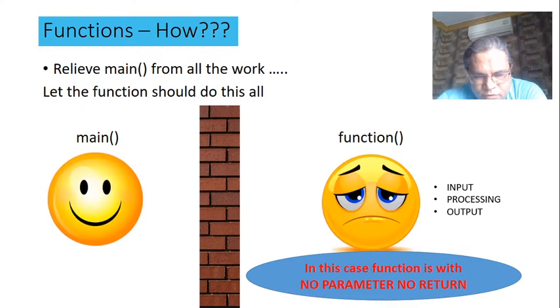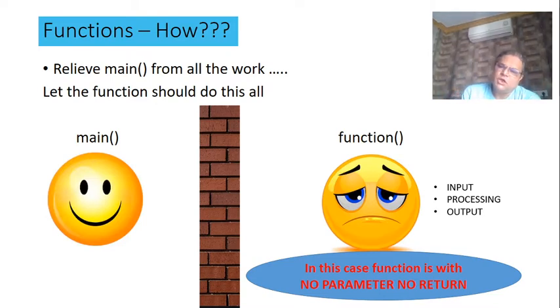Let us go back to our presentation and we will continue with a few more slides and see a few more programs also. I hope now you have understood what this means, that the main is not doing anything but the function is doing all three operations: input, processing and output. So this is called a function with no parameter, no return.